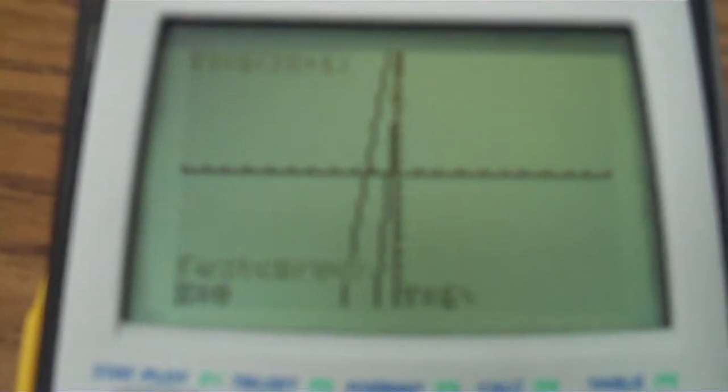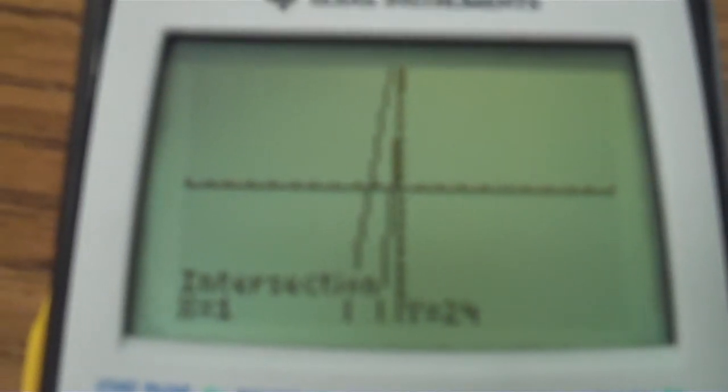I can almost see where they cross. That's close enough. Let's see if we can do it without zooming out. So let's do second trace 5. Oops, sorry. 5. Enter, enter, enter. Yep, it was close enough.